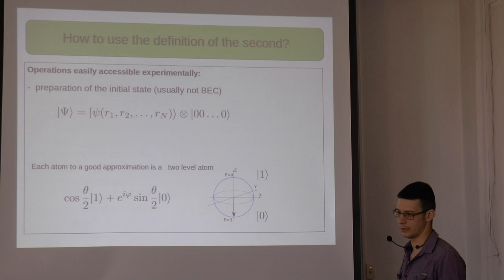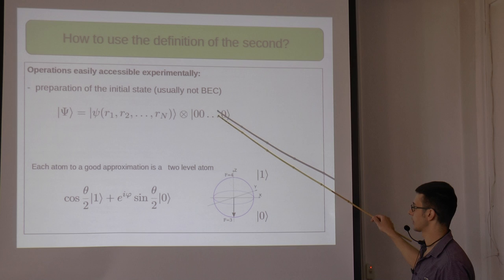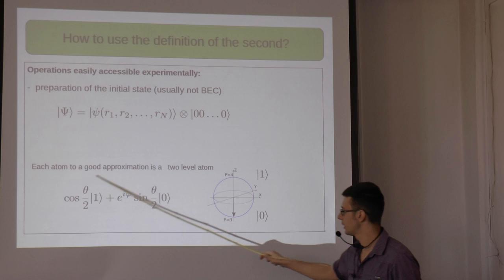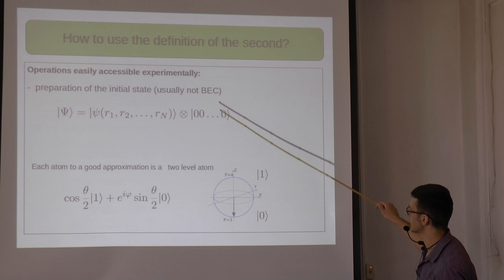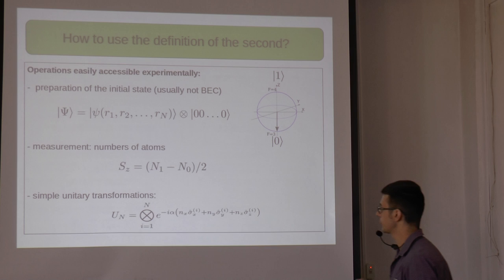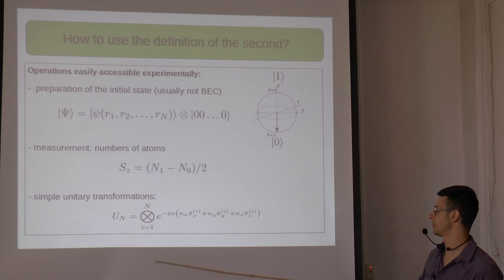Then we can think about the atom as a qubit, and any state of a qubit can be expressed in this general form with two angles parameterizing the coefficients, theta and phi. And then often such a state is expressed on the Bloch sphere. So for instance, if the atom is in zero, this corresponds to an arrow pointing to the south pole. What is usually measured is just the difference between the number of atoms in one and the number of atoms in zero, by convention divided by two.